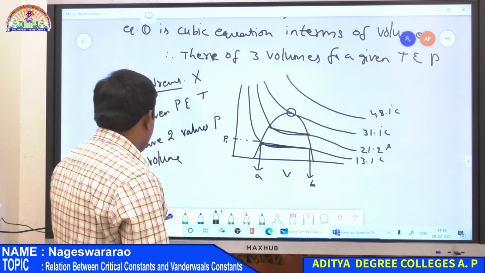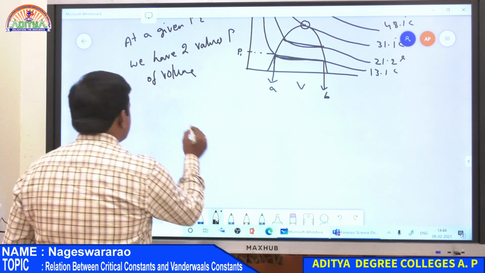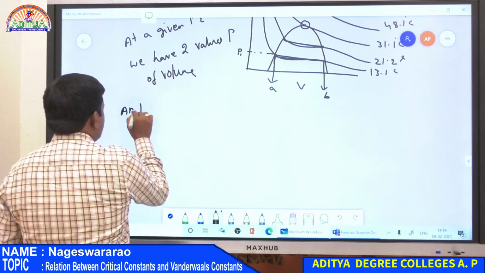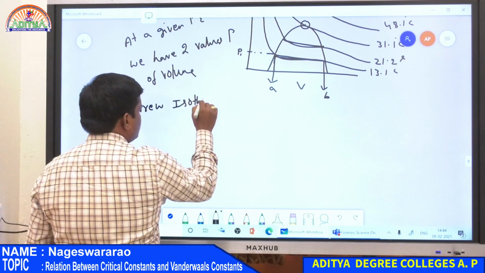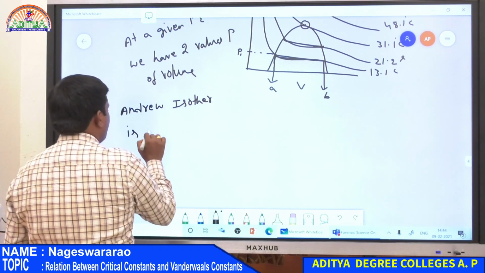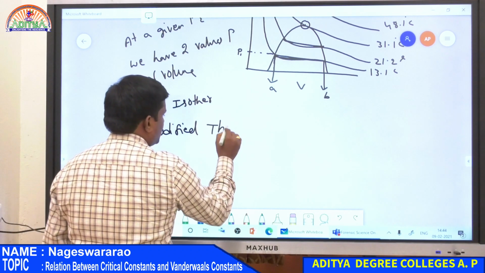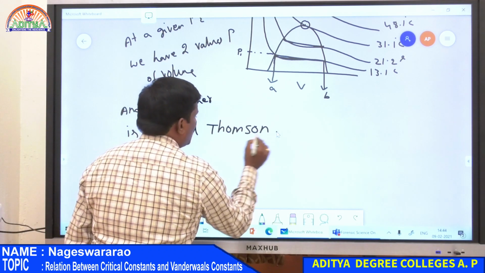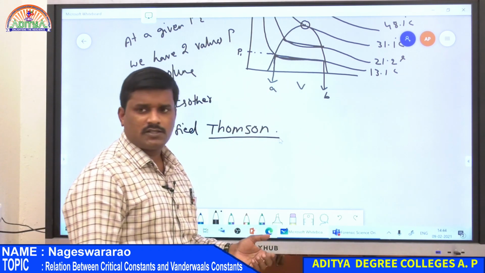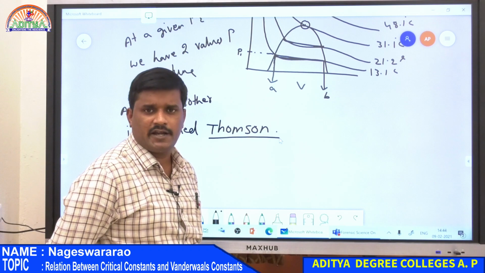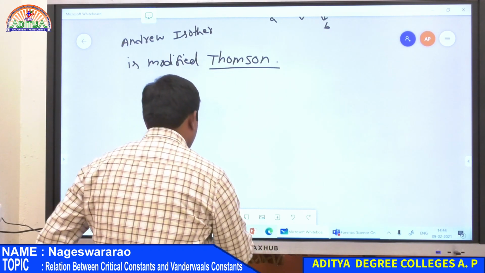That is why the Andrews isotherm is modified. Andrews isotherm is modified by Thomson. So Thomson again explains the isotherm of CO2 at the same temperatures 13, 21, 31 as well as 48 degrees. But here the isotherm is given according to Thomson as follows.